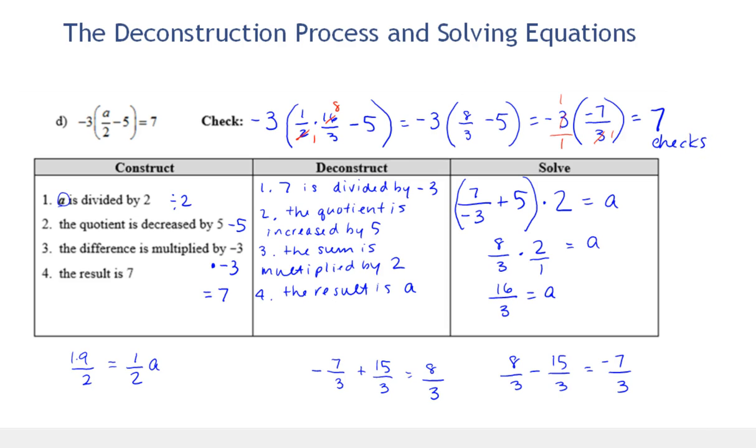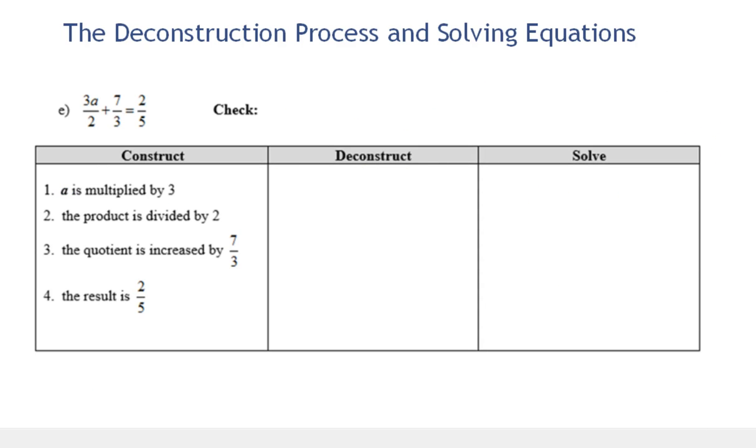Let's look at the next one. A is multiplied by 3. So we're going to put our notes here. The product is divided by 2. The quotient is increased by 7 thirds. And the result is 2/5.